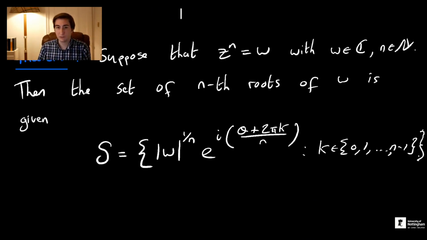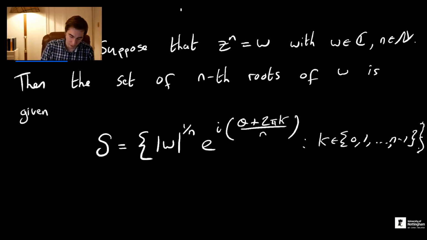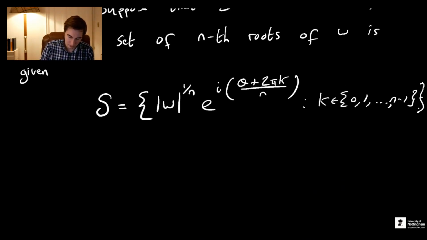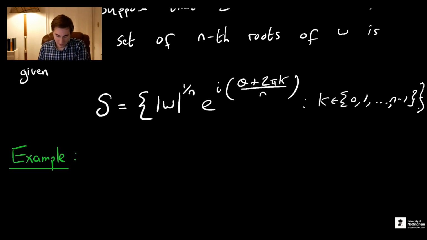Okay, so let's see if we can find an example here. We've got an example in the notes, and discuss how we would do that. So, example. Let's take z to the power of 4 is equal to minus 1 minus root 3i.